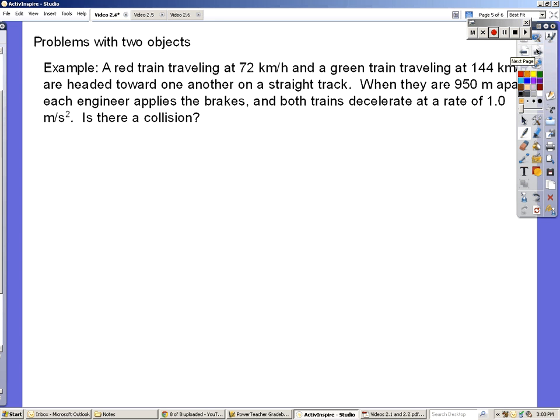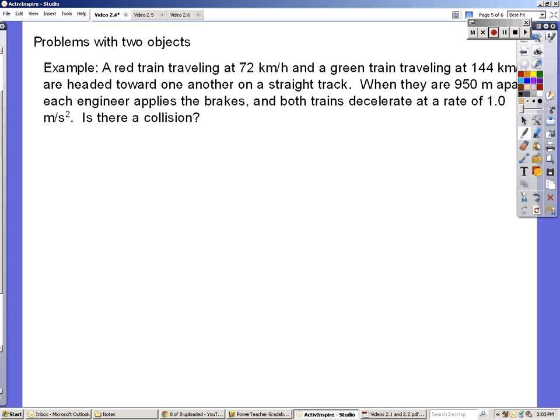Now, sometimes you'll have problems with two objects. These usually require a bit more ingenuity, but they're really not any more difficult as long as you keep clear track of which variables go with which objects. This is an example from your textbook.